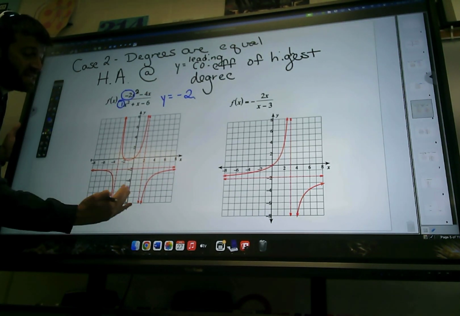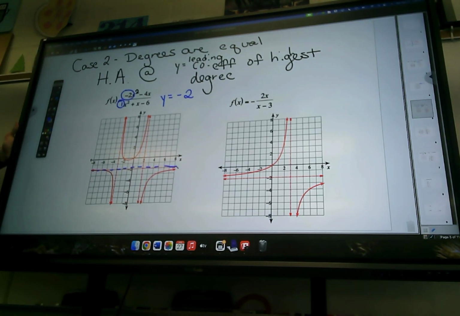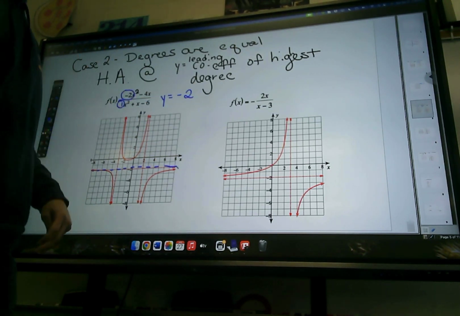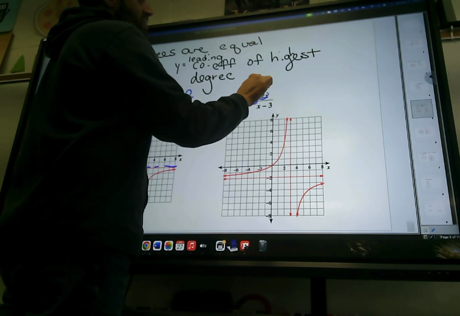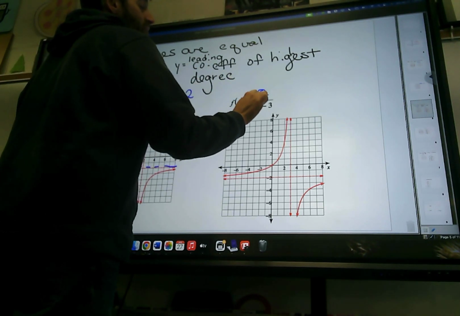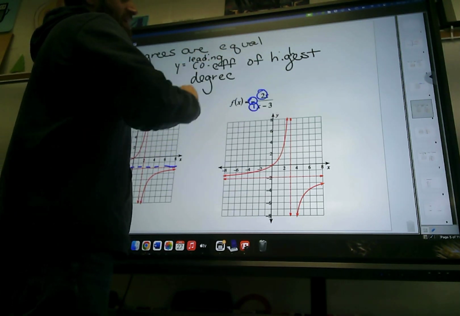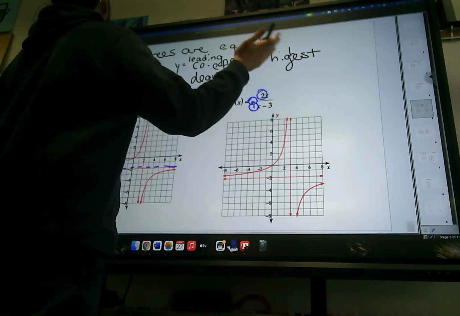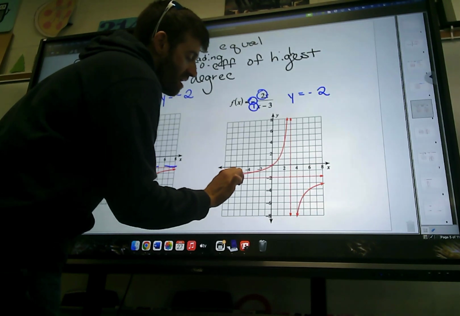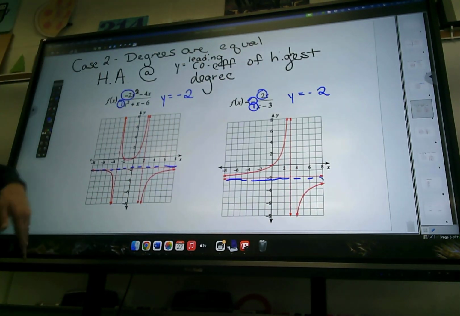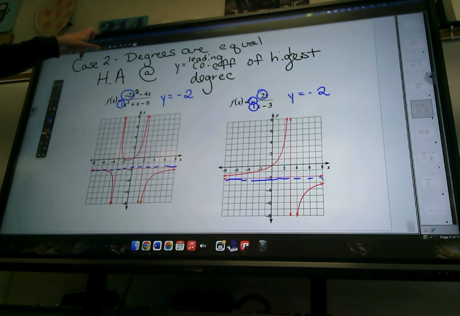And you can clearly see that that function is going to even out at negative 2. Here, this is negative 2 as well, because there is a negative out in front. Both degrees are 1. The degree of the top is 1, the leading coefficient is 2. The degree of the bottom is 1, the leading coefficient is 1. That is y equals negative 2. And again, all reflected in the graph. So if we were to graph this in our calculator, we would still have that horizontal asymptote at y equals negative 2.